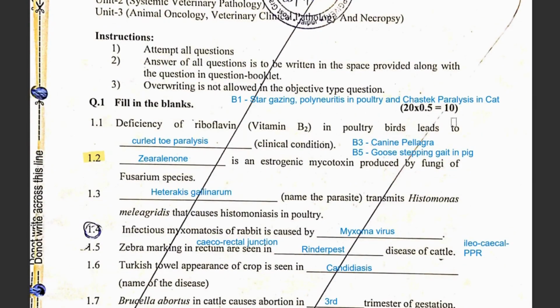The first question is deficiency of riboflavin, that is vitamin B2, in poultry birds leads to dash clinical condition. It is curl toe paralysis. You have to keep in mind the names of B1, B2, B3 and all the B vitamins because it is also sometimes asked, but that you can do as your homework, and I'm just going to tell you the related important diseases with the vitamins. So B1 causes stargazing and or polyneuritis in poultry and chastic paralysis in cats. B3 causes canine pellagra and B5 causes goose stepping gait in pigs.